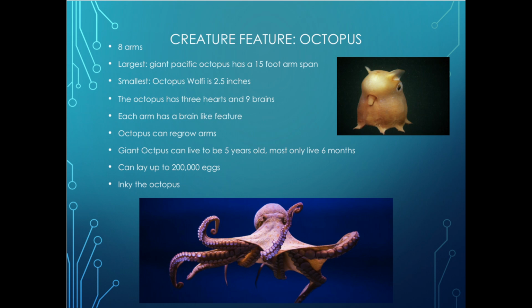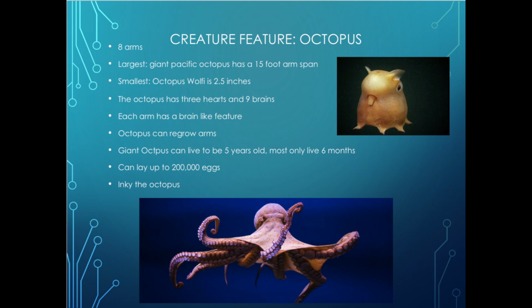The smallest octopus is the octopus wolfie. It's 2.5 inches. The octopus has 3 hearts and 9 brains. So guys, think about that. 3 hearts and 9 brains. These are some of the most intelligent organisms that we have. Each arm has a brain-like feature on it. So each arm kind of has a brain type of organ in it to help them move around and explore things.